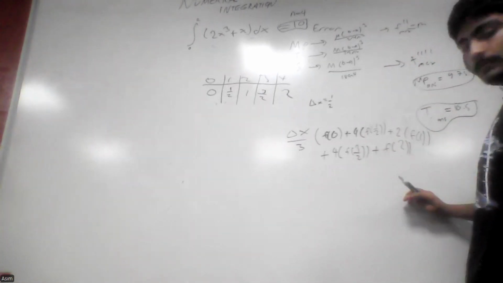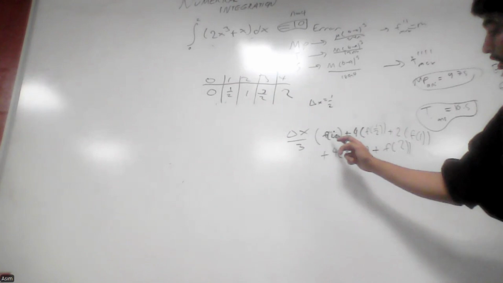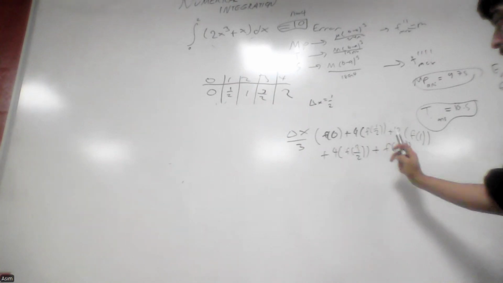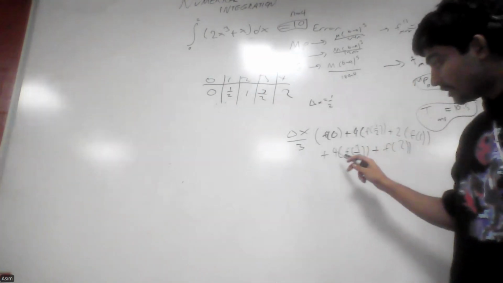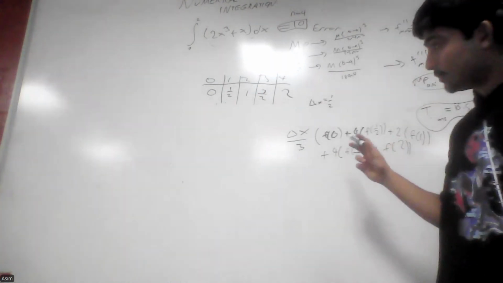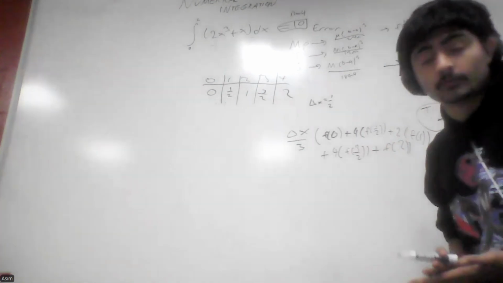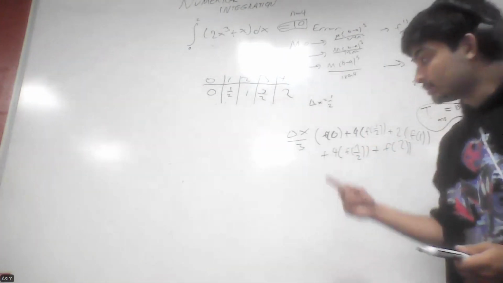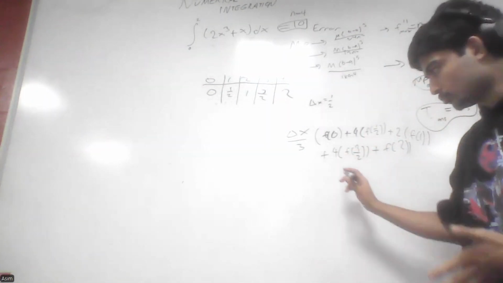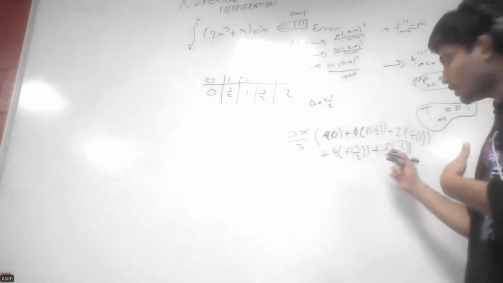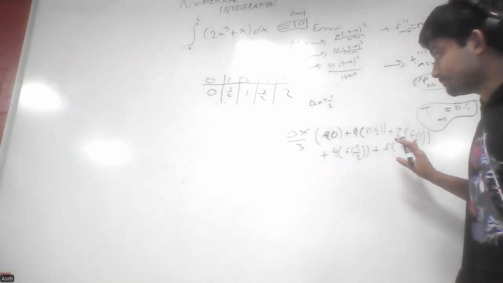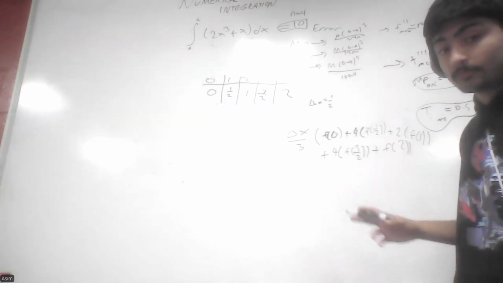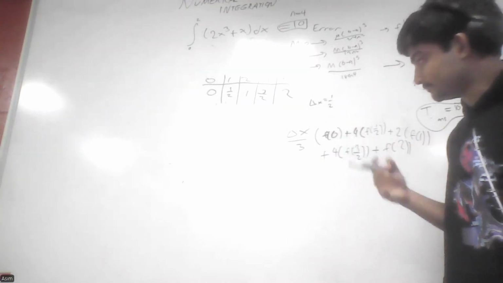So basically, you just go by 1, 4, 2, 4, etc. But at the end, you have to end up with 4 and 1. Therefore, the number of subintervals has to be even so that you can end up with 4 and then 1 in Simpson's rule. And this will be your format for Simpson's rule in this question.